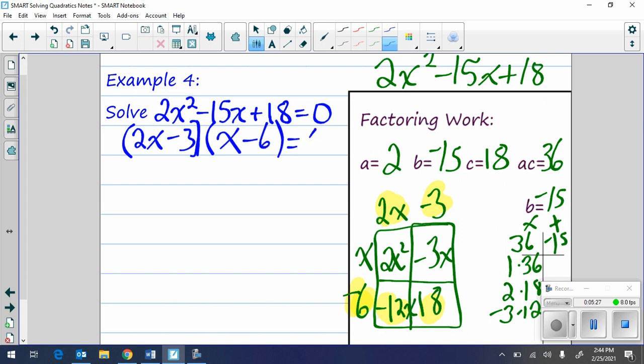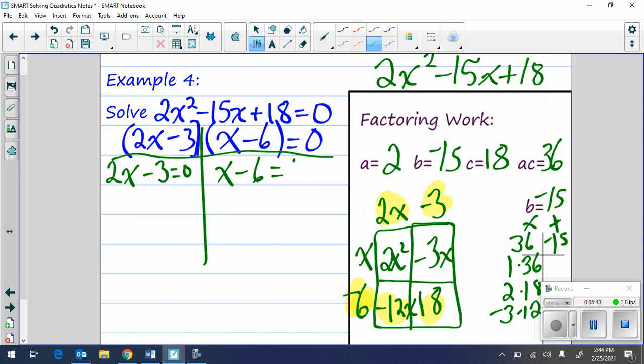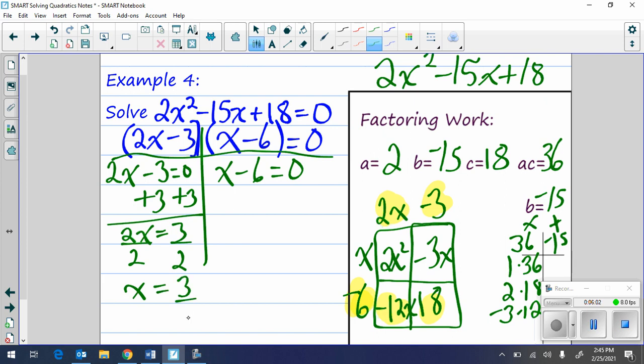And again, the whole purpose here, the whole reason I did this is to get that factored form so that I can go, ooh, I've got two things multiplied together to give me 0. So one or the other has to be 0. I'm going to set each factor equal to 0 and solve. So on this first one, I'm going to add 3 and divide by 2. And I'm going to leave it as a fraction. And on this one, I'm going to add 6.